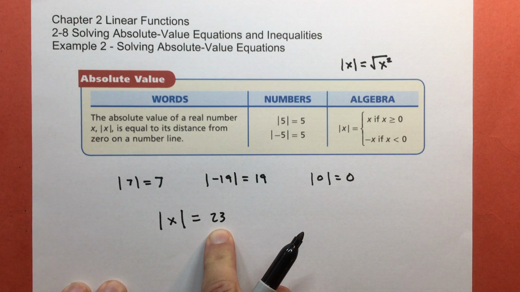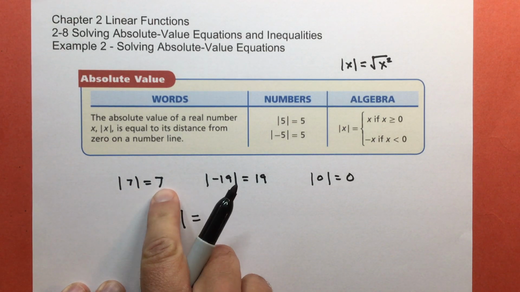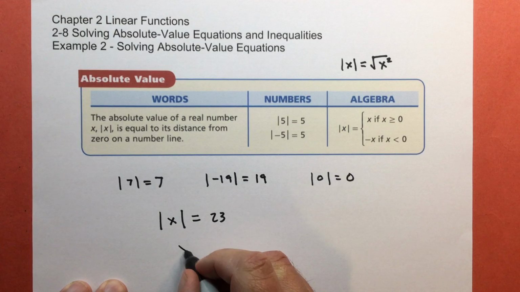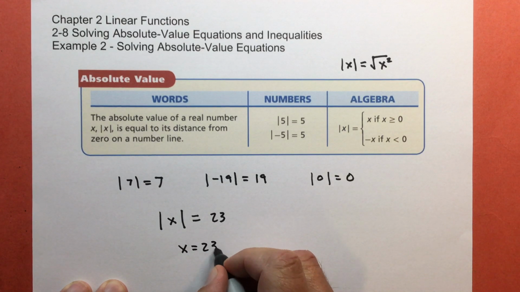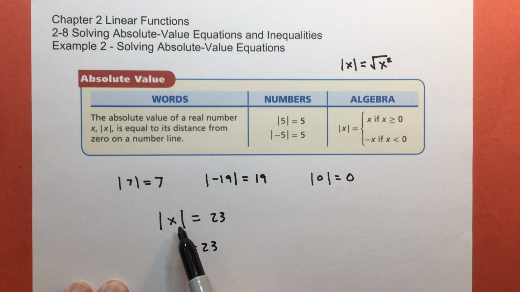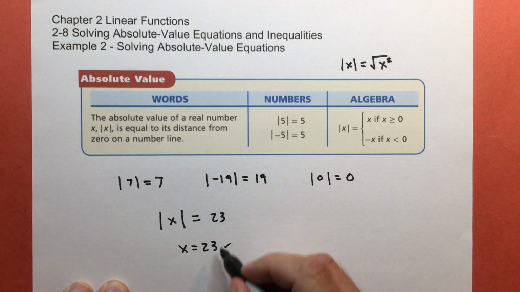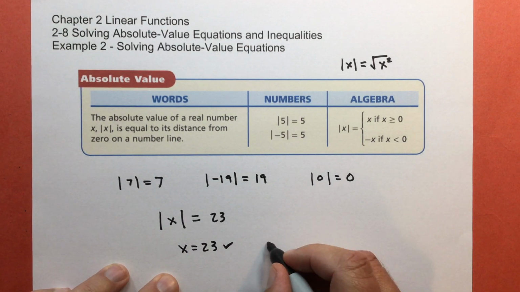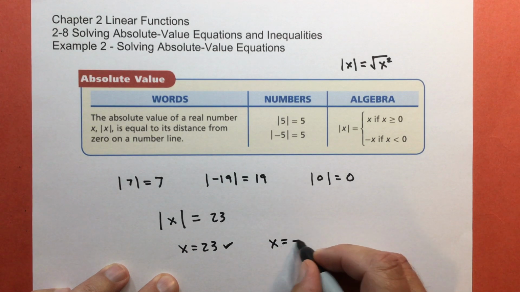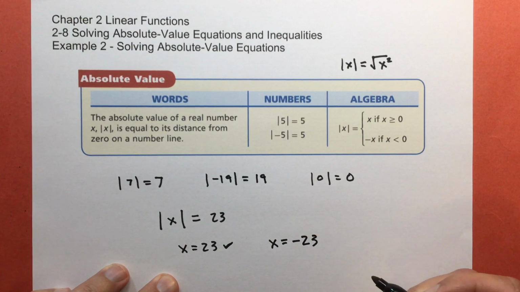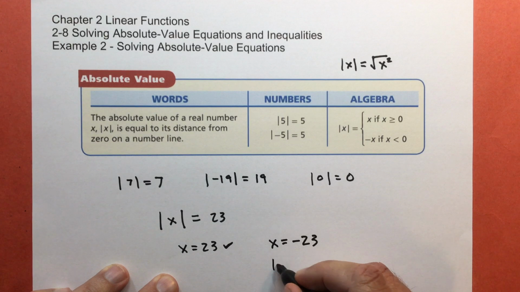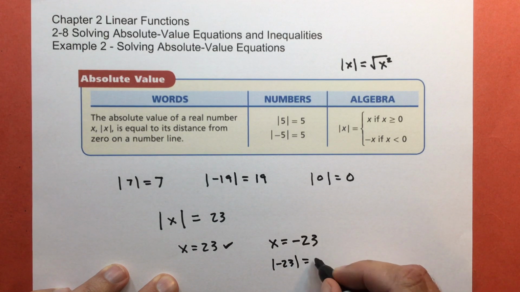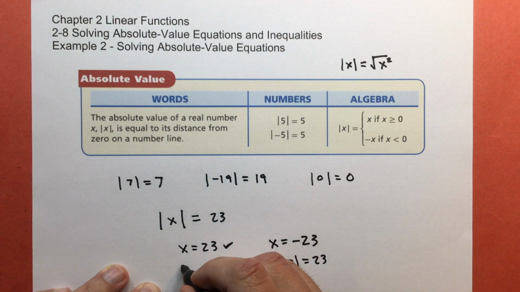Well, based upon what I know, if I take the absolute value of a positive, I get a positive. So x could equal 23. The absolute value of 23 does equal 23. That works. Check mark. But I also could say x could equal negative 23, because the absolute value of negative 23 also equals 23. That works. I should write that over here.